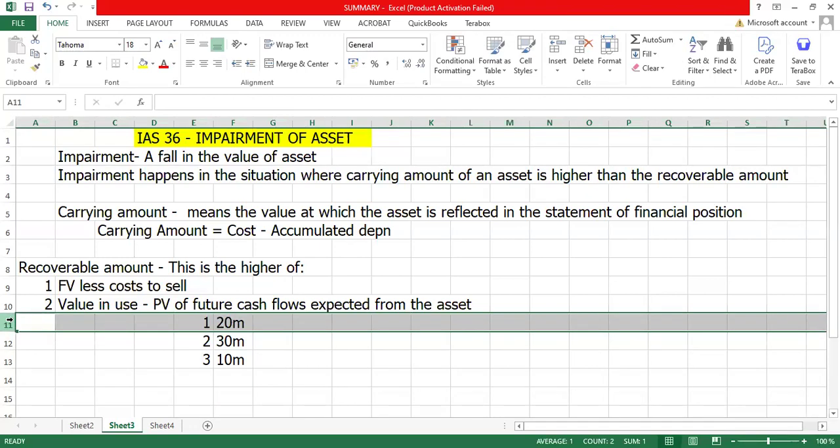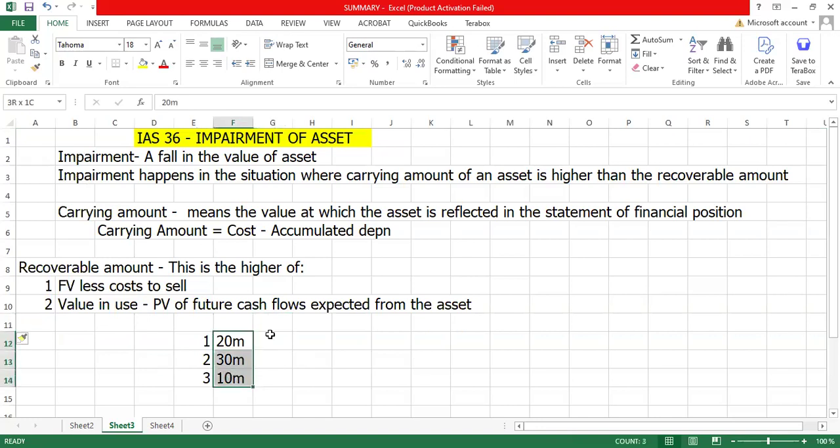So you discount to get the present value. This is your cash flow, then you apply the discount factor. The discount factor will be given. If you are asked about this, they must provide the cost of capital in the question, or the discount factor. It can be at 10%. So you discount your future cash flows expected from this asset, to get the present value.